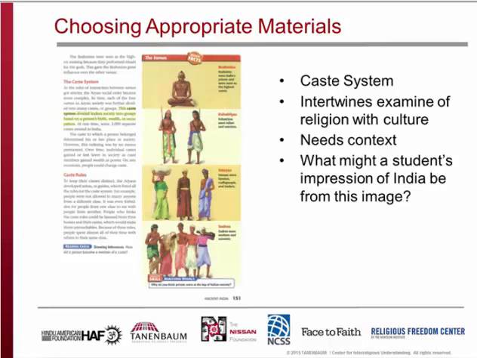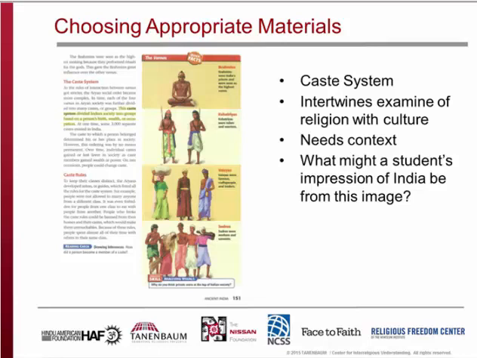Now, one of the things that we know about the text, which you can't very clearly see, is that it intertwines the examination of religion with culture, so that there's no distinction. There's not really a full vetting and a full presentation of the information. It needs a great deal of context, but what do you notice when you look at the image? What might a student's impression of India be if they're looking at this image in 2015 in their classroom in Pick a Place, America? Just consider that.